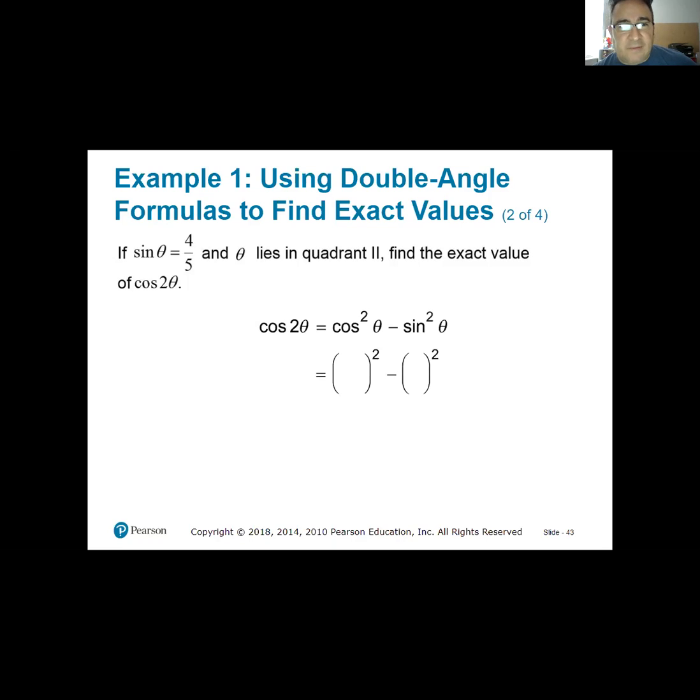Now, if we didn't have the values, then we would have to go through the same process, right? What's the process? Let's figure out what we have in terms of x, y, and r. We would find that sine because they gave us sine, right? And then we would have to find x, right? And to find x, what did we do? What did we use?